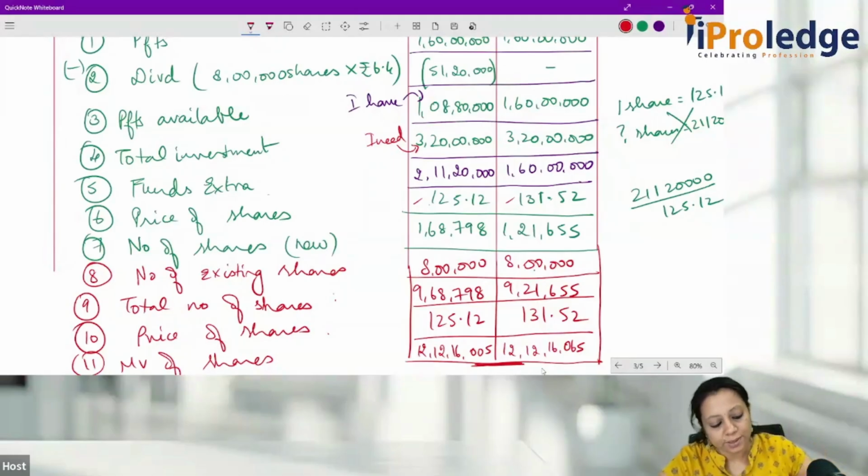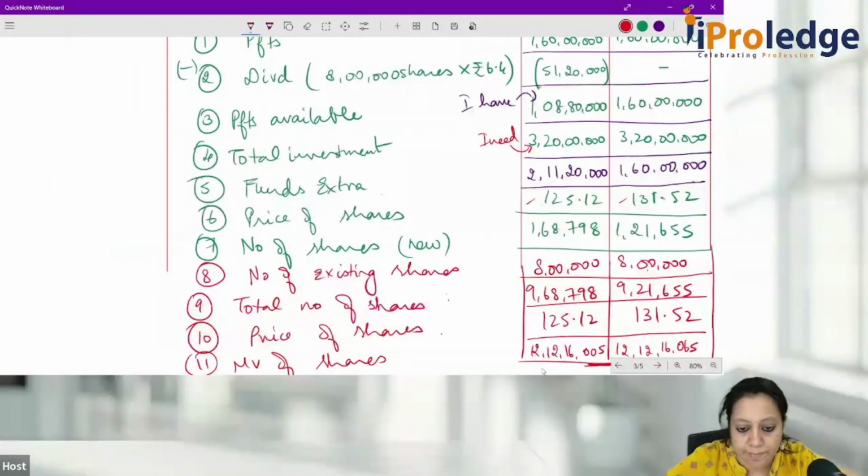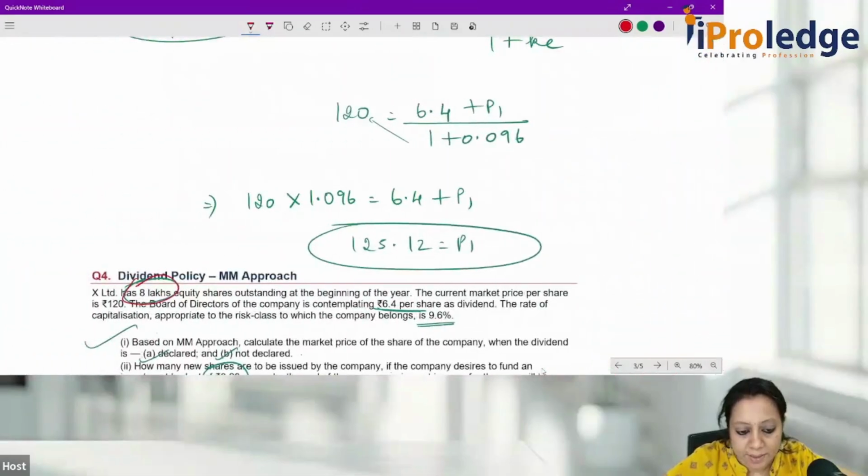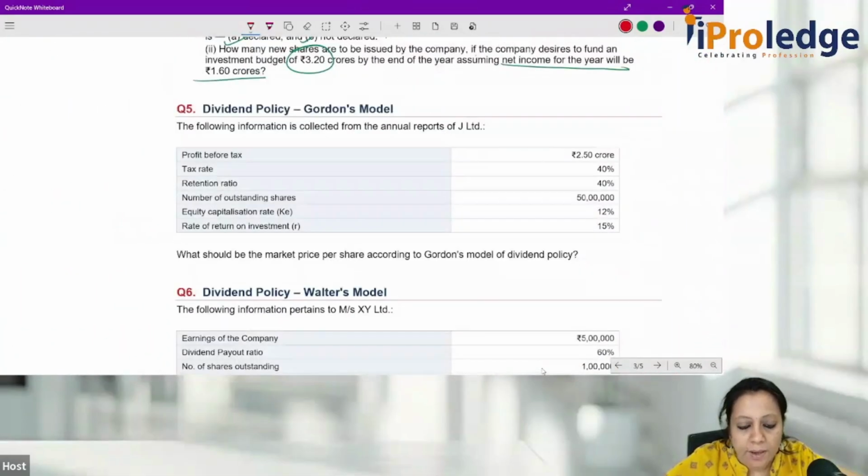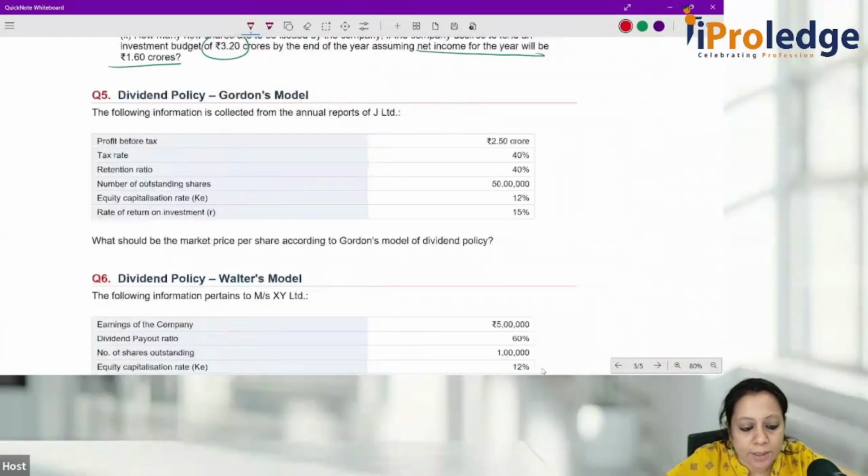Okay. So this is the approach. Sometimes they ask us to prove also in the questions. In the ICSI material, it is there. We have done. So those of you have not done, please do after the conceptual explanation is done. Okay. So this is done. Now we will proceed to Gordon's model.